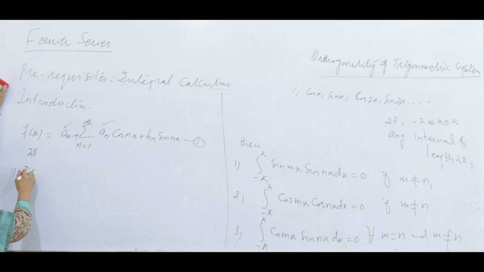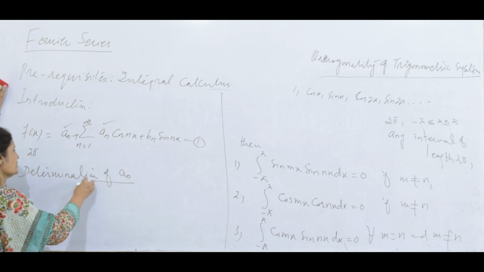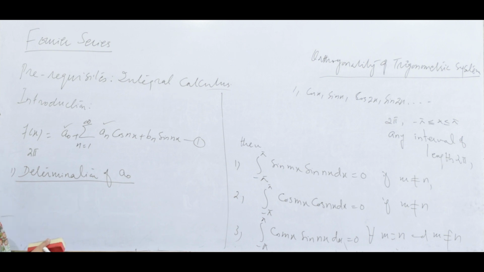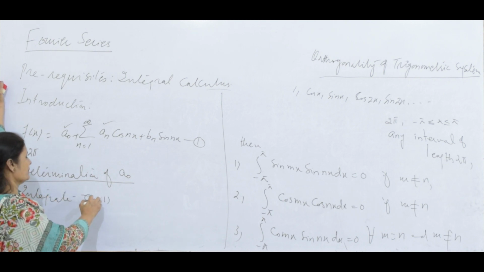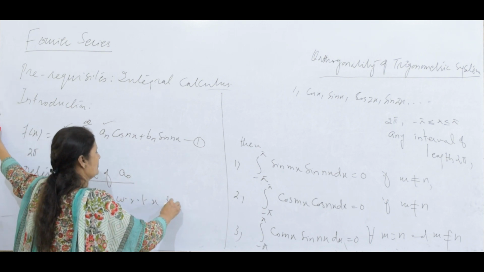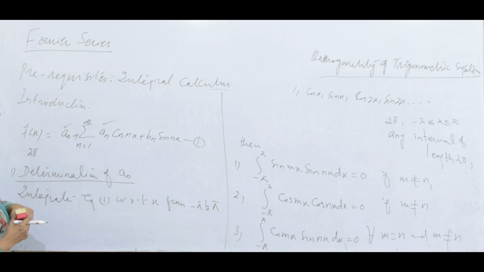Number 1, determination of a naught. Let me determine a naught, because these are the Fourier coefficients I have to determine. Determination of a naught: integrate equation 1 with respect to x from minus pi to pi. So I am integrating this equation from minus pi to pi.